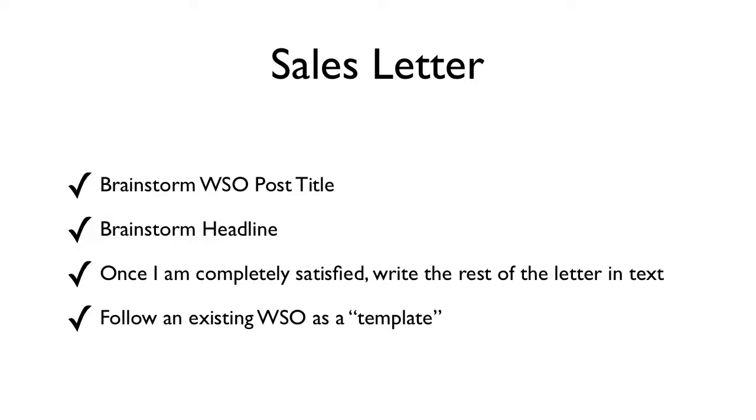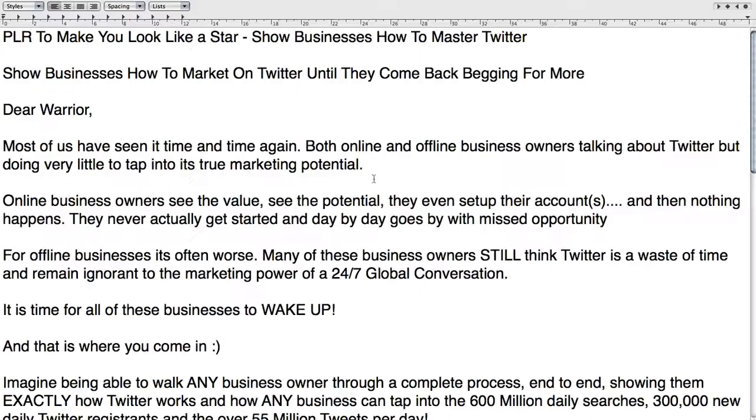So let's take a look at the sales letter process, and we'll be ready to submit this product for approval. So I'm in a text file here that I've used to write my sales letter for my Twitter Mastery PLR product that I'm putting out today. And all I do is, first line is the post title that I'm using in the WSO forum. So I don't know if this is the final stuff I'm going with, but right now I have PLR to make you look like a star, show businesses how to master Twitter. Then the headline is show businesses how to market on Twitter until they come back begging for more. I don't know, I might change it, I might stick with it.